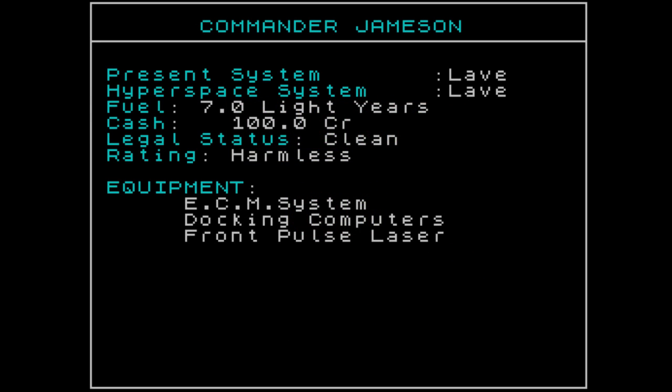The game today we're going to be looking at is Elite, as part of my video gaming history segment. Okay, let's get started then. Elite was originally developed in 1984 by two people called David Braben and Ian Bell.